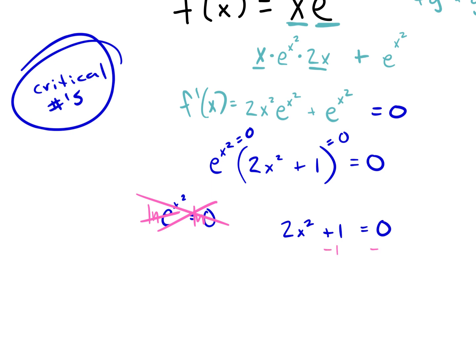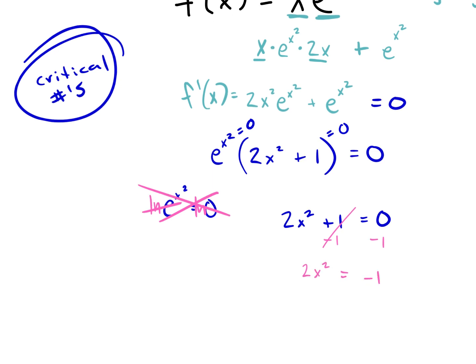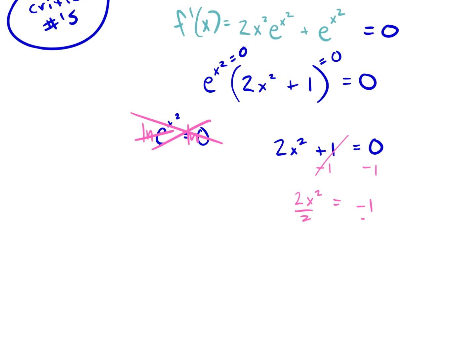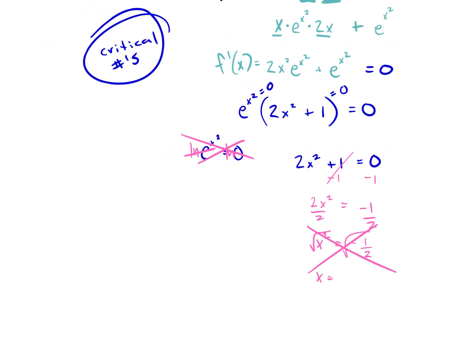I'm going to subtract 1 on both sides. So 2x squared is equal to -1. Divide by 2. X squared is equal to -1/2. What would we do next? Take the square root. So x would equal what? Does this give us an answer? No, does not exist either. We have an imaginary number, so we don't get a value here either. So do we have any critical numbers? No.